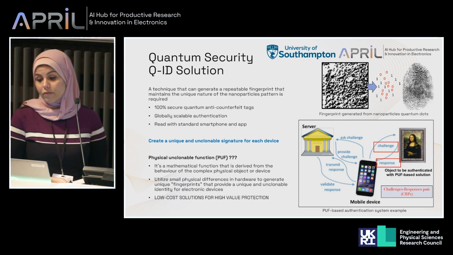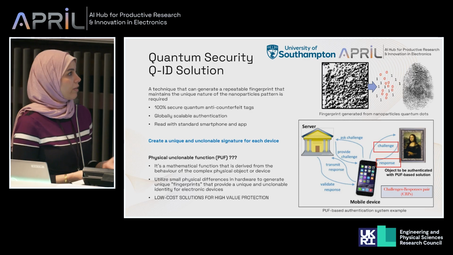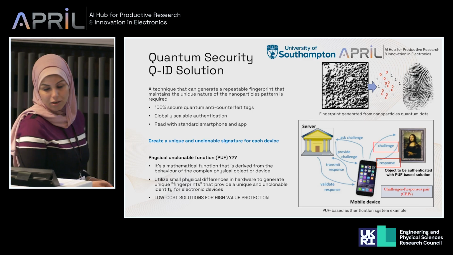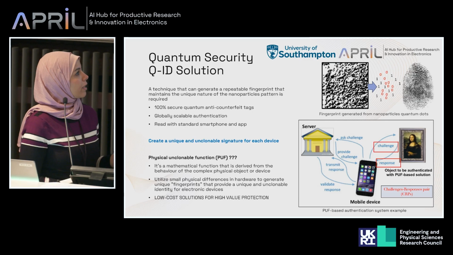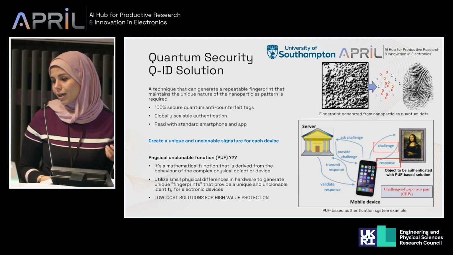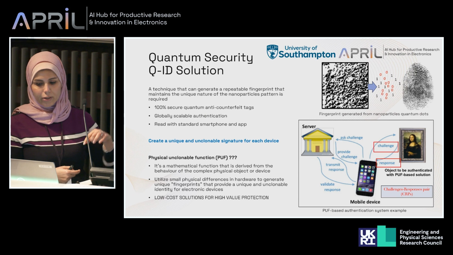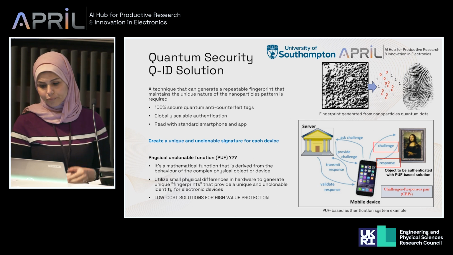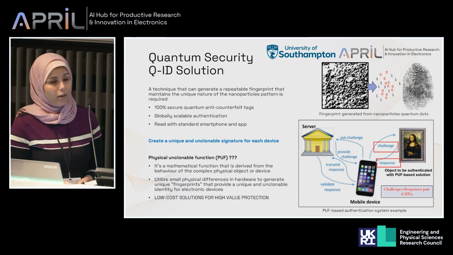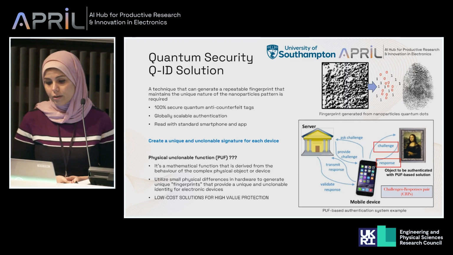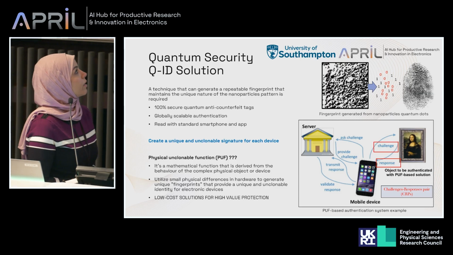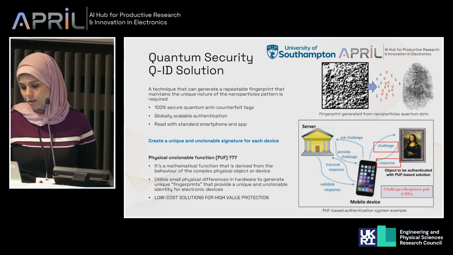It's based on a physical unclonable function. In a very simple way, we have an object here. We can send some challenges by our phone, and we will get a response. The response is transmitted to the server, and then the server validates the response. So this PUF system is based on challenge-response pairs. It is a mathematical function that is derived from the behavior of a complex physical object.